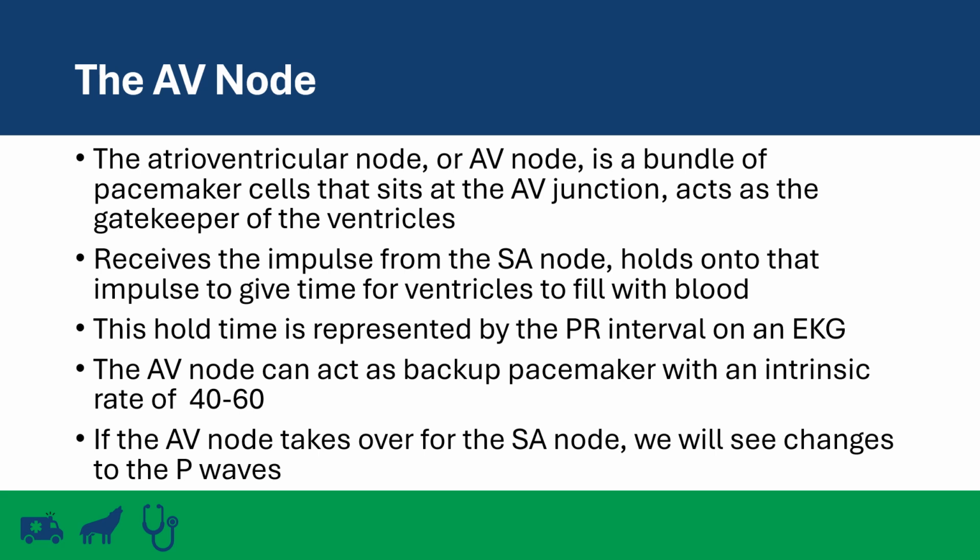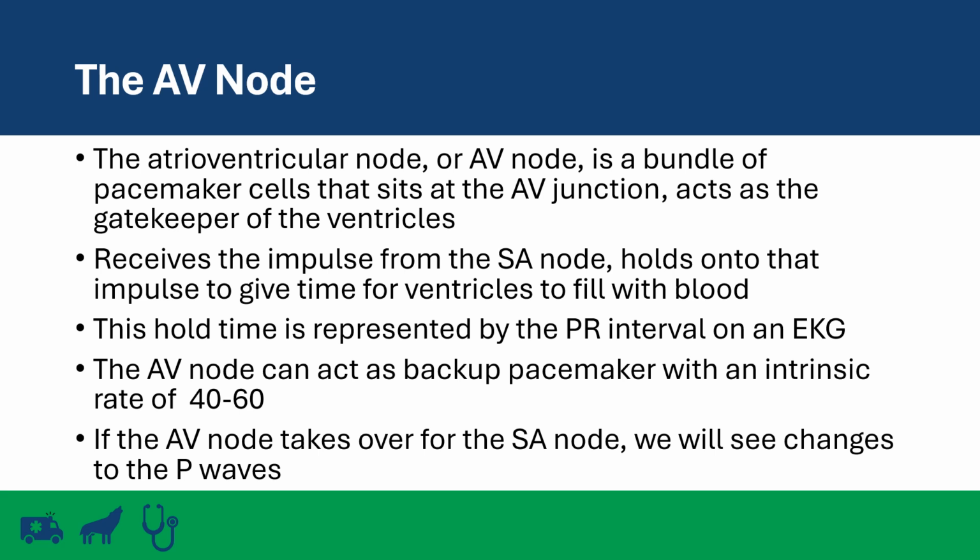During this time, the purpose is to give time for the ventricles to fill with blood. Remember, when the SA node emits that impulse, it causes the atria to depolarize and contract. When the atria contract, they squeeze blood down into the ventricles. And the ventricles want to make sure that they fully fill with blood before they contract. So that's why the AV node holds on to the impulse for just a little bit of time. So that hold time is represented by the PR interval on an EKG.